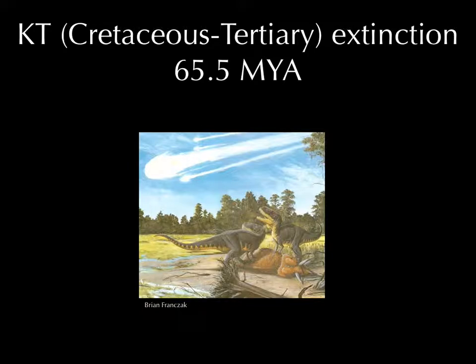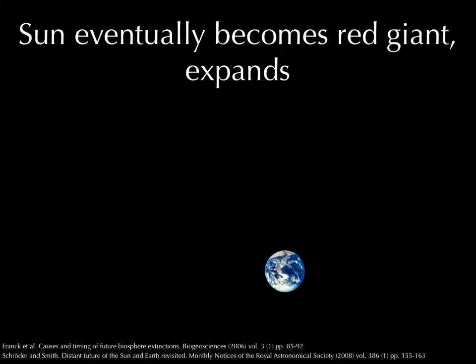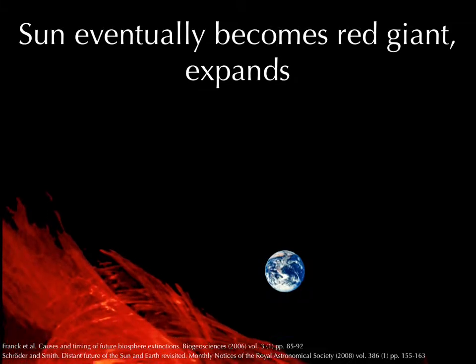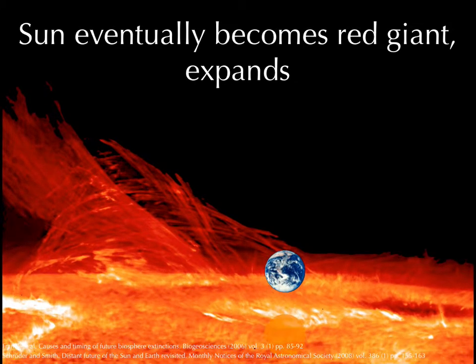Okay, what's happening next? So our sun is eventually going to become a red giant. And actually, there's a paper published about the future of Earth. It's going to expand, and it's still not clear whether it's going to expand to include the Earth inside its radius, or just be really close to the Earth. Either way, it gets very toasty here.